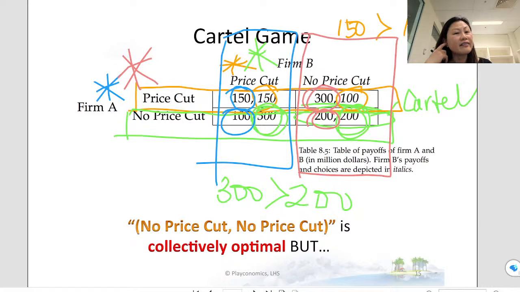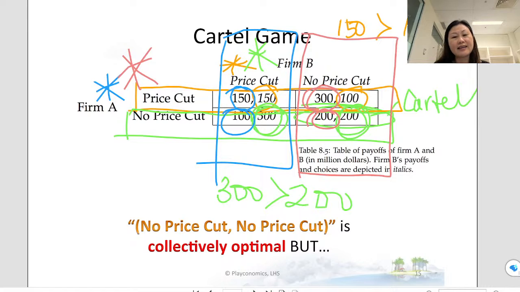Cartels are not very capable of handling situations like this because they cannot write enforceable contracts. Therefore, it's really hard for them to force their members to select no price cut. This is a dilemma that the cartel faces, but it is good for society because society likes firms to compete and to lower prices. Society likes it that cartels are not stable. So this is really, really important.